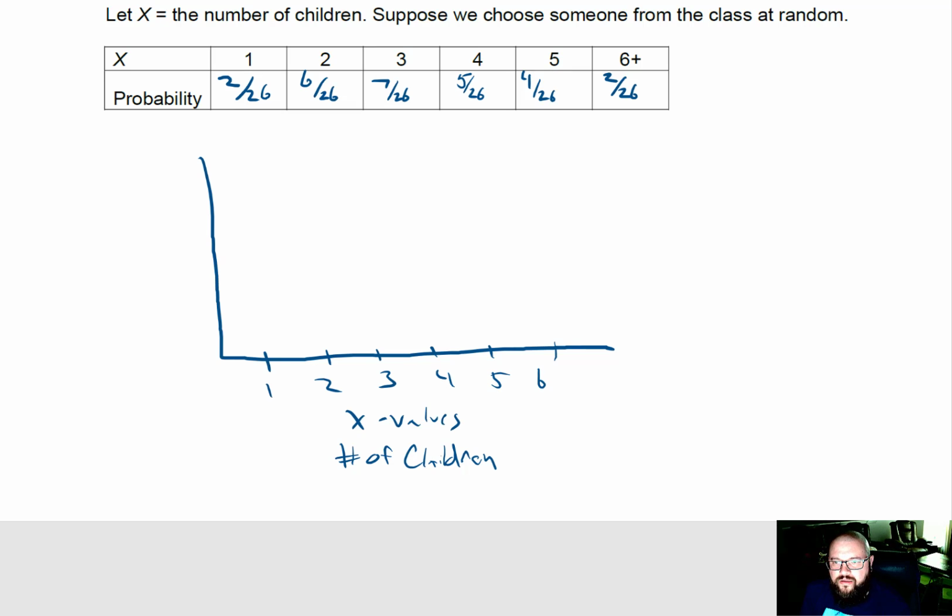Okay. And then for our probabilities, let's go ahead and make this kind of easy here. So we have up to 6 plus, right? So we're going to say we go up to 6. Then for our probabilities, because the highest, oh I'm sorry, 7. The highest probability I had was 7 out of 26 for the 3 children. So we'll label that 1, 2.